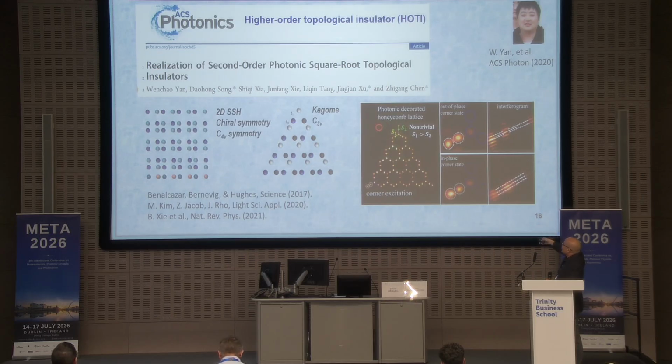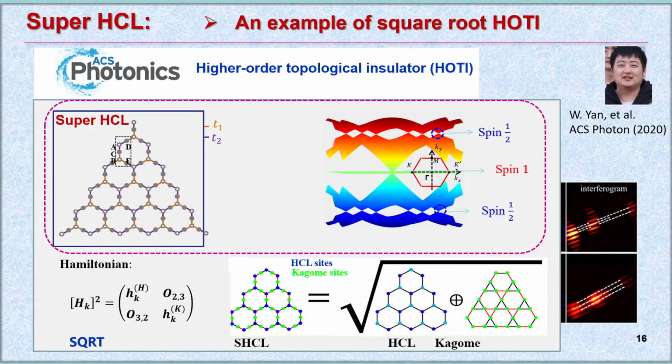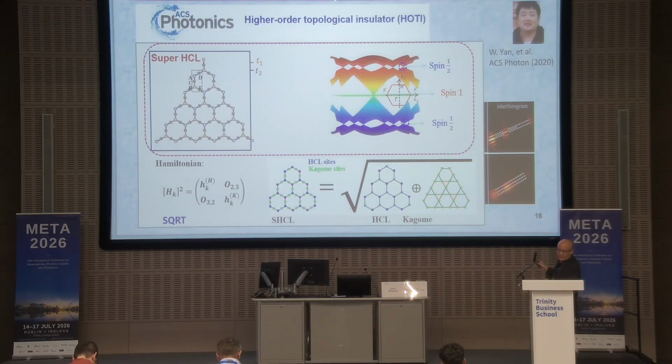We can use the superhonical structure to demonstrate what is called the second order photonic square root topological insulator. And high order topological insulators have already been established, which I'm not going to go through in detail. But here is the structure particular to the superhonical lattice, because you can see it has a spin 1 and a spin half, right? If you write it as the Hamiltonian, you actually find that it's very interesting. The Hamiltonian of this structure is the product of a honeycomb lattice and a cubic lattice plus a square root. That's why I gave it the name square root topological insulator.